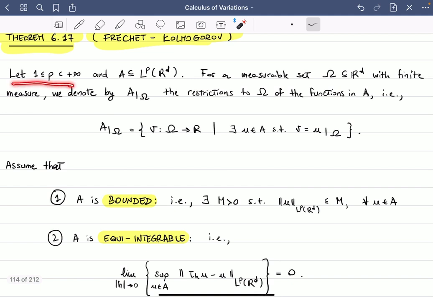So it's telling you that if p is larger or equal than 1, and you have a family A in L^p over D, then for a measurable set omega with finite measure, we denote by A restricted to omega the restriction to omega of all functions in A, which means that these are the functions v from omega into R such that there exists a u in the family A such that v is equal to u restricted to omega. And this is very familiar. This is just our set P of B restricted to I in the proof of the compact embedding we were seeing.